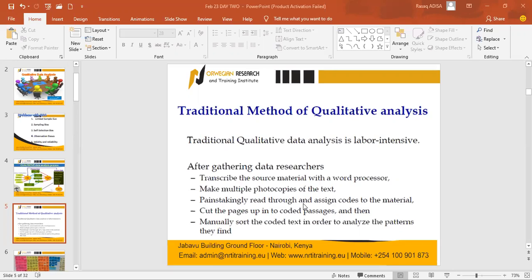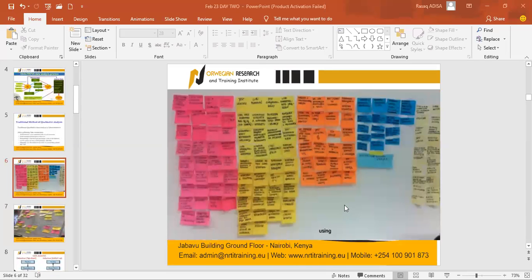In the traditional way, the process of collapsing the codes that are related before you group them requires cutting the pages up into coded passages. Then you manually sort the codes. Maybe, for instance, look at this diagram. This is one of the traditional ways of doing the coding.